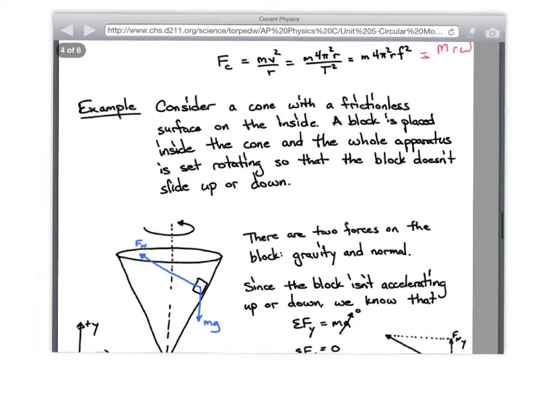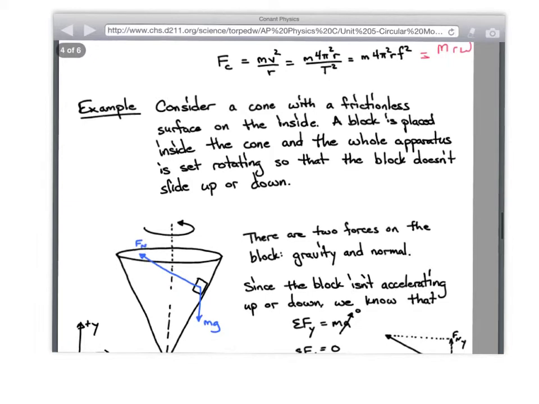Is it like the marble? Which force am I missing in this picture? So the block is going round and round in a perfect circle on the inside. It's not sliding up and it's not sliding down. What force am I missing in this picture?